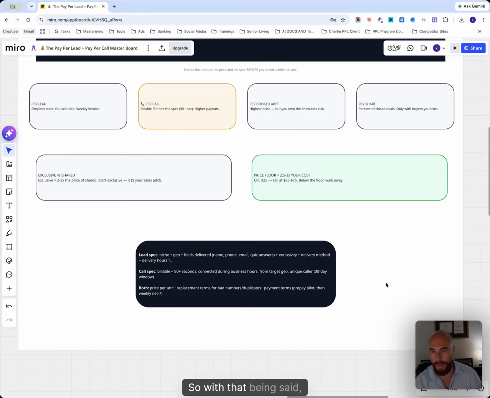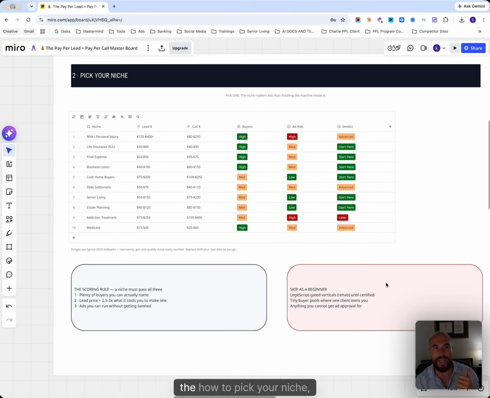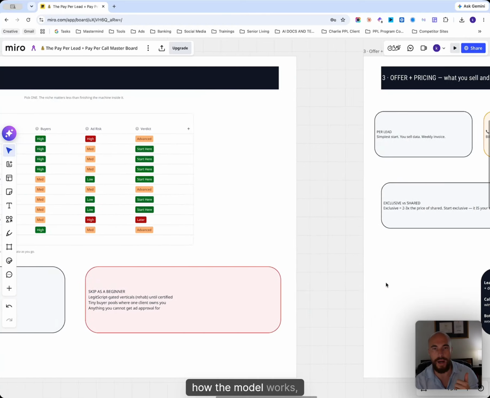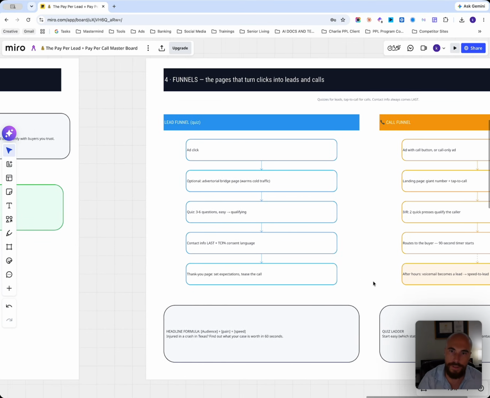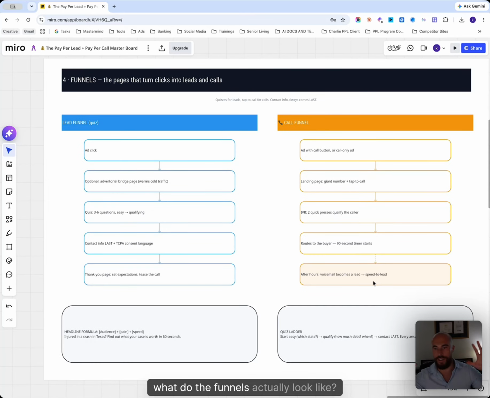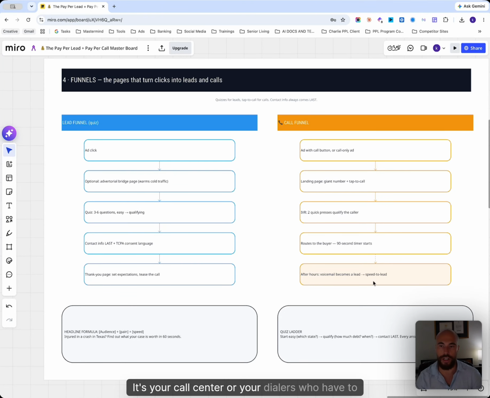So with that being said, we've gone over the basics so far: how to pick your niche, how the model works, and how offer and pricing works. Now, what do the funnels actually look like? Remember, leads and calls. Appointments come from leads or calls, right? It's your call center or your dialers who have to put that together. Here's how the funnel works.